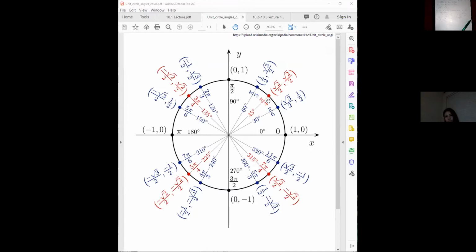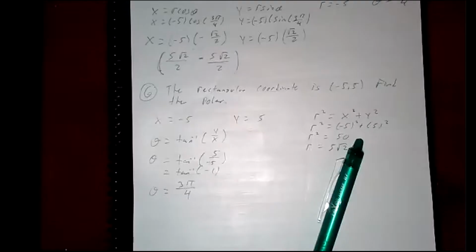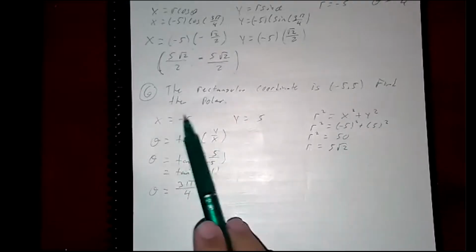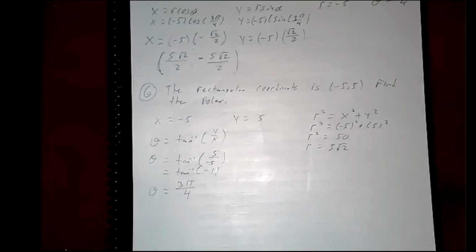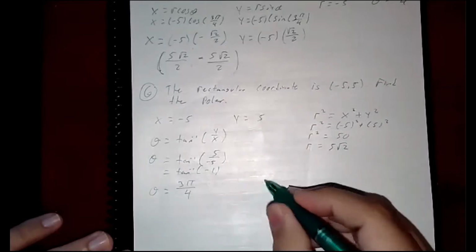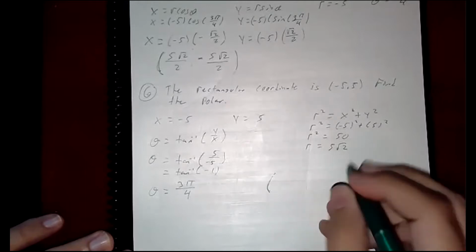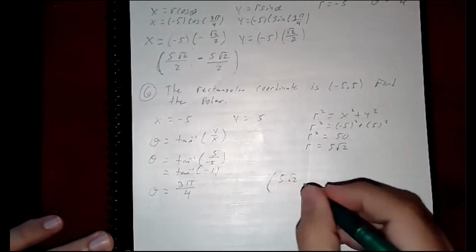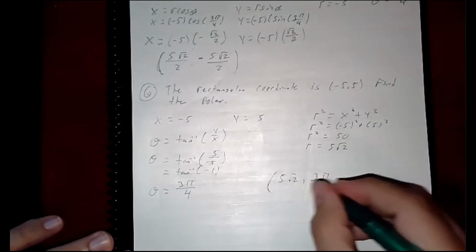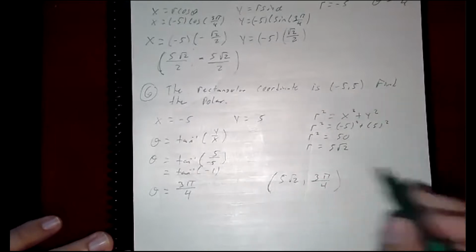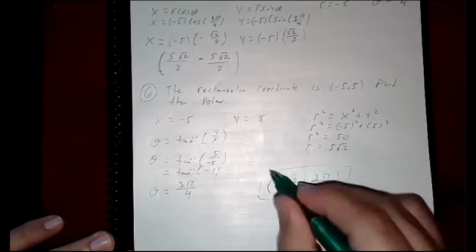So the angle that we're supposed to use will be 3 pi over 4, based on x and y here. So the solution would be r is 5 root 2, comma, 3 pi over 4. This would be our answer for number 6.